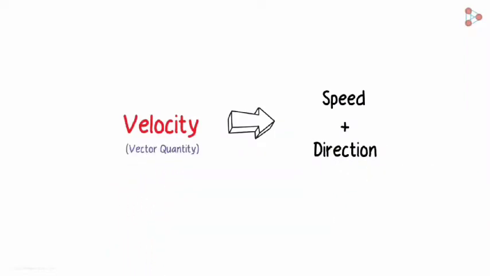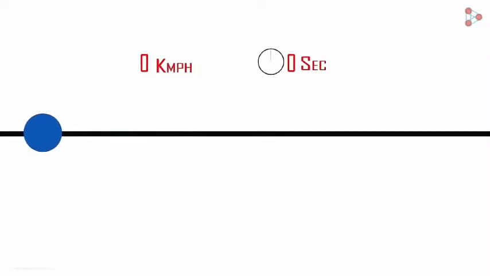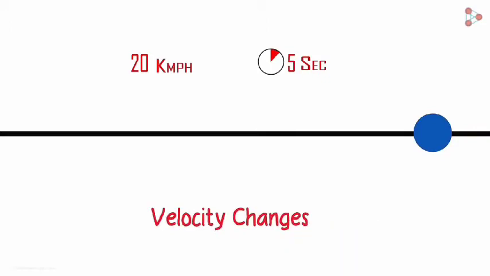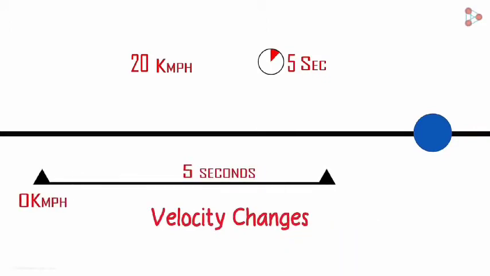Why is this important? Let's say a body moves from rest and reaches a velocity of 20 kilometers an hour in 5 seconds. Will acceleration be involved here? Yes, because the velocity is changing. It was 0 initially, and at the end of 5 seconds, it's 20 kilometers per hour.